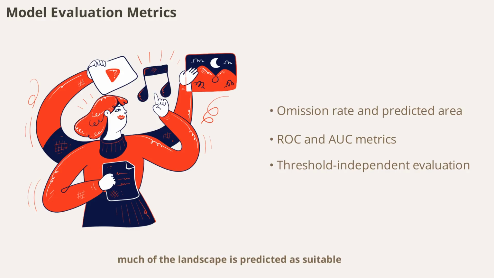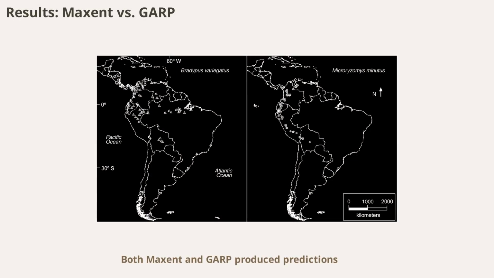Receiver operating characteristic (ROC) analysis provides a threshold-independent measure, summarizing performance across all possible thresholds. The area under the ROC curve (AUC) is a key indicator, with higher values reflecting better discrimination between suitable and unsuitable areas. Both MaxEnt and GARP produced predictions that were significantly better than random. However, MaxEnt often achieved higher AUC values, indicating better discrimination of suitable habitats.